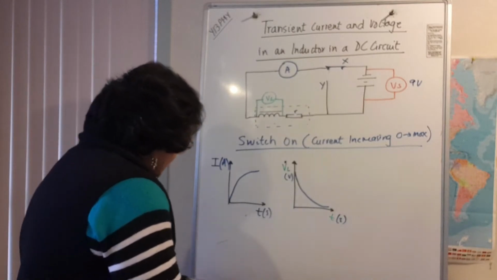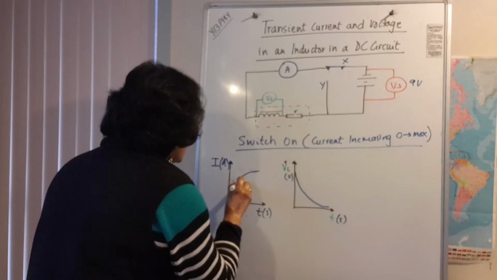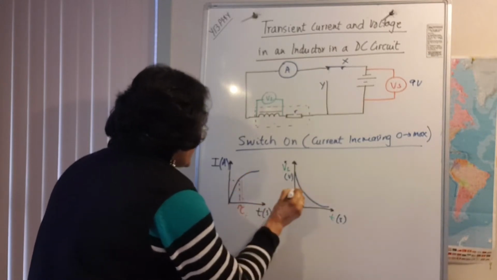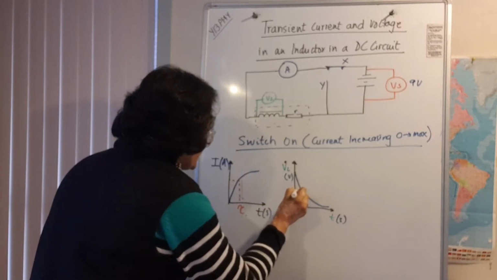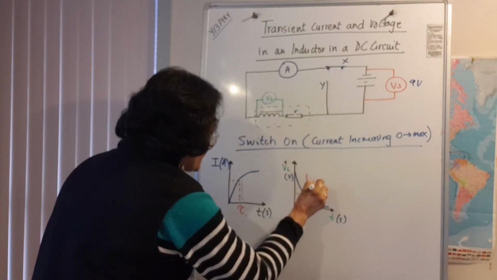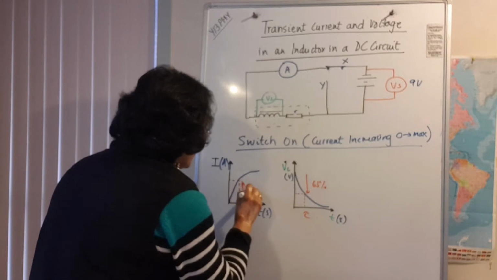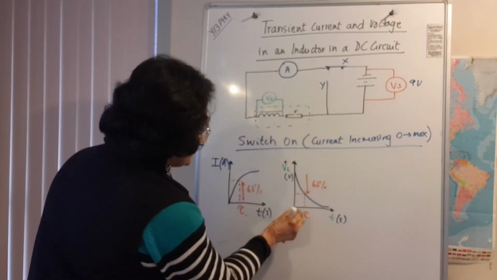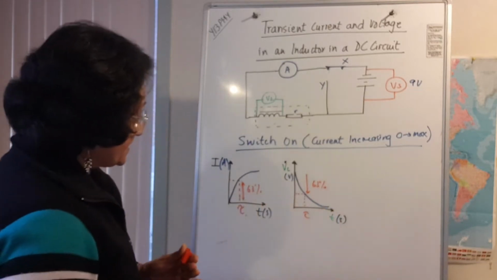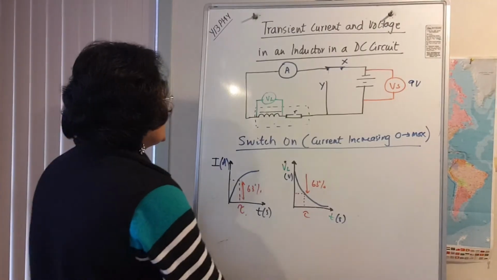The time constant is the time it takes for the current or the voltage to change by 63%. So it's the time taken for the voltage to fall by 63%, or the current to increase by 63%. Theoretically, it takes about 5 time constants for this process to be complete. This is what happens at switch on when the current is increasing.